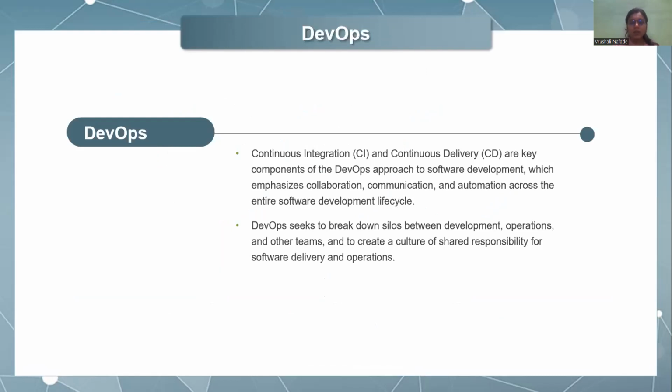So how will CI/CD help in DevOps? Basically, continuous integration and continuous delivery are the key components of DevOps. DevOps is an approach to software development which emphasizes collaboration, communication, and automation across the entire software development cycle. DevOps seeks to break down silos between development, operations, and other teams, and to create a culture of shared responsibility for software delivery and operation.